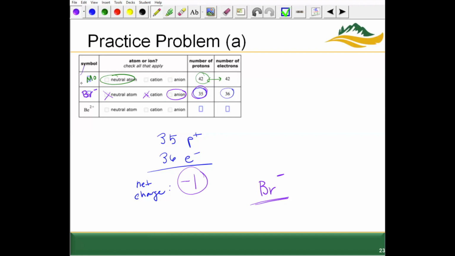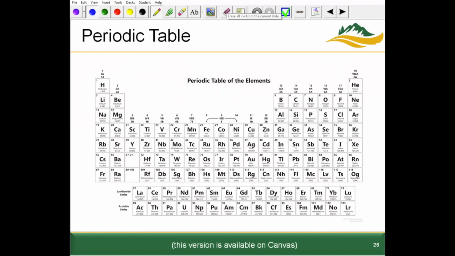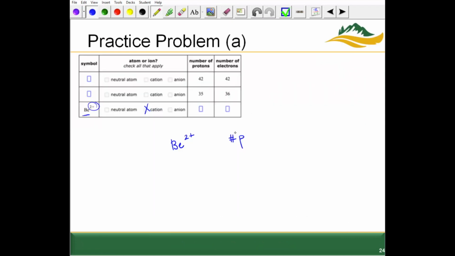Okay, so we got this one, we got this one, now we'll work on the third one. So here we have 2+, that means that this is a cation. We know that right away. How many protons? Well, let's go look for this element symbol here, Be. For Be, that means we're working with beryllium. That means it has an atomic number of 4. Number of protons then has to be 4.